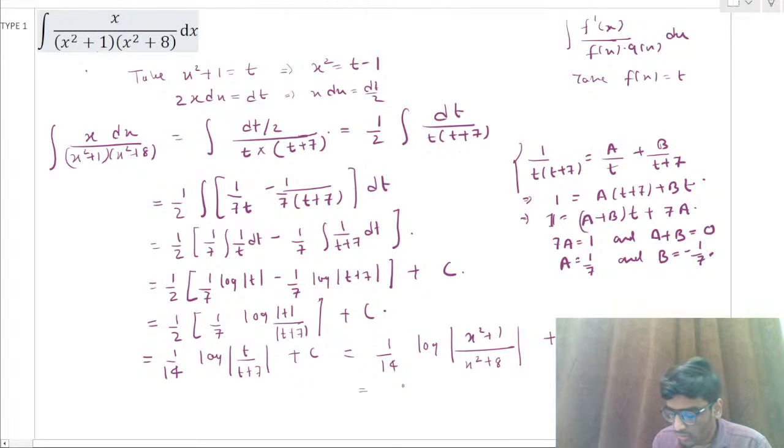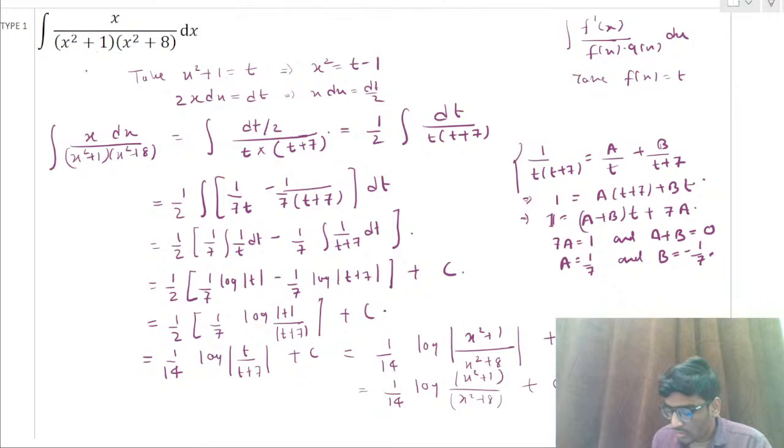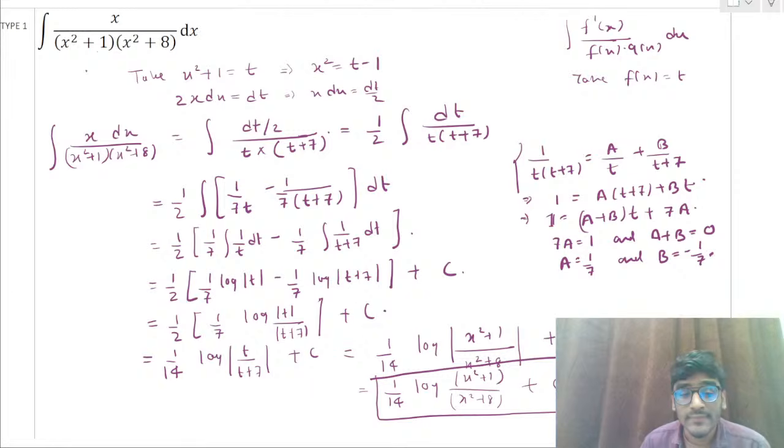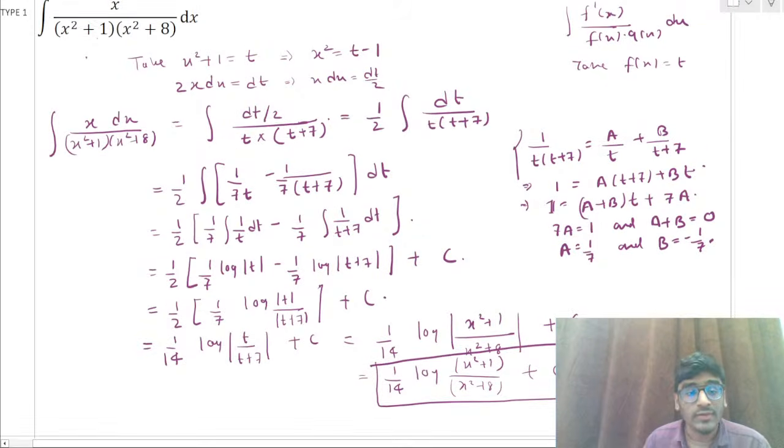Now we can remove the modulus, as x square is always going to be positive. So this becomes 1 by 14 log of (x square plus 1) upon (x square plus 8) plus c. This is the required answer. In this type of question, as you can see, we are not going to directly use partial fractions. First, we are going to use the substitution method, then we go for partial fractions.